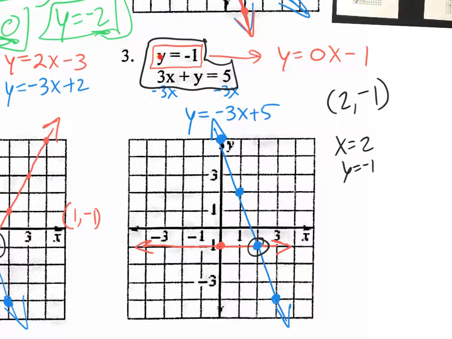So if you go back to the original system and you plug in a 2 for x, see there is no x, but plug in a negative 1 for y, it works. Negative 1 equals negative 1. So it works on the top equation, check. And if you try the bottom, x equals 2, 3 times 2 is 6, y equals negative 1, 6 plus negative 1, it really does equal 5. So right there you double checked.